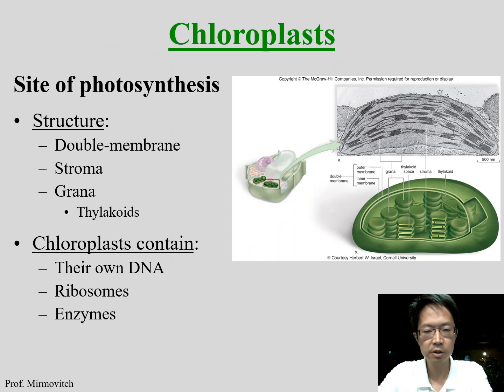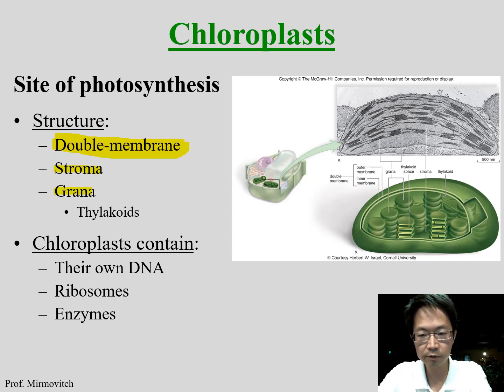So, sites of photosynthesis. The chloroplast is where we do photosynthesis. The plant does it. The chloroplast is also a double membrane structure, similar to the nucleus. It has stroma and grana. What is stroma? What is grana?